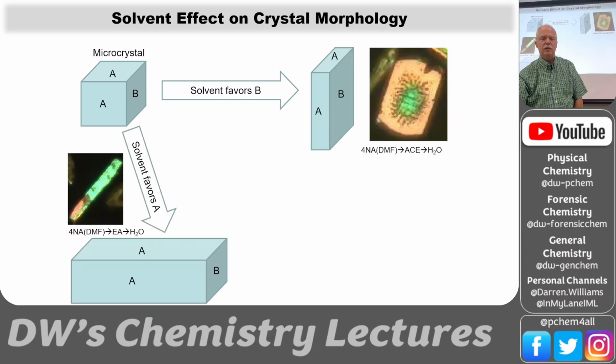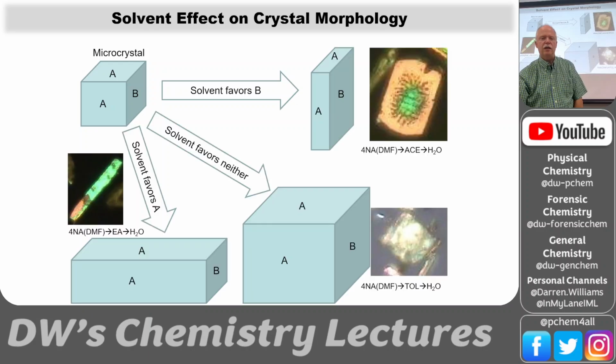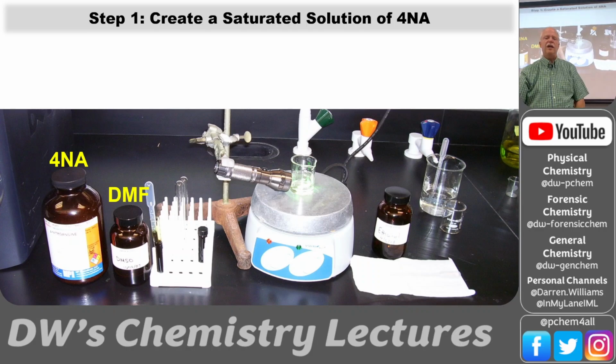So we talked about this, depending on what face the solvent favors. So this was our setup, super easy. We had our saturated solution of 4-nitroaniline in DMF. And so then we just took 1 drop off the top of that and mixed it into 9 drops of the non-solvent, like methanol, toluene, and so on.